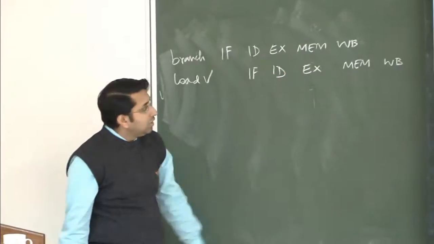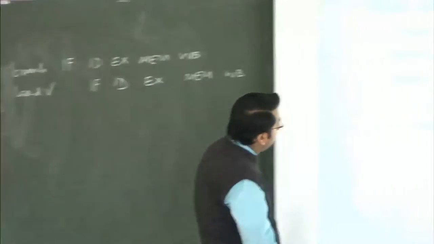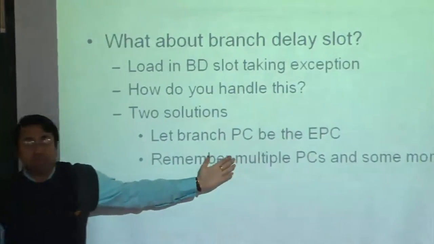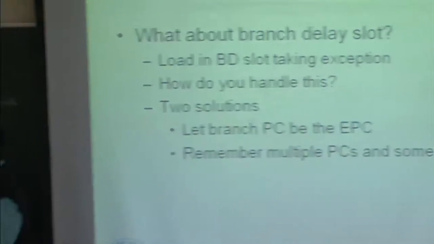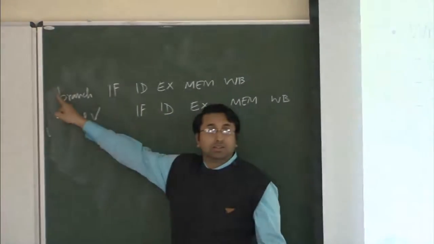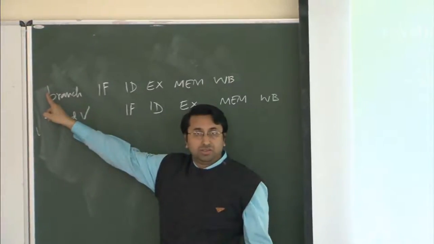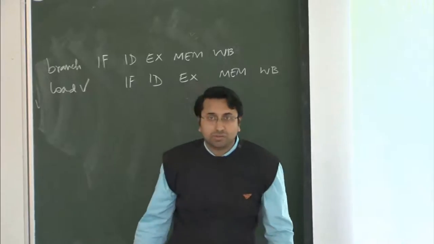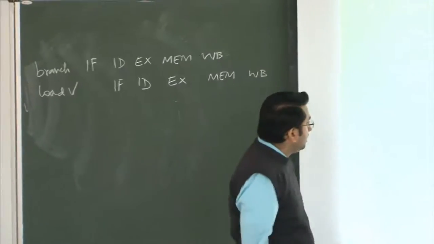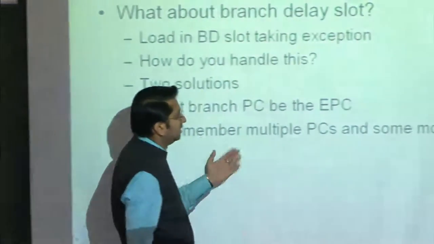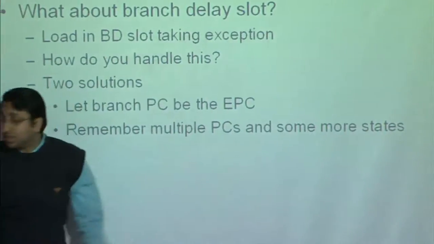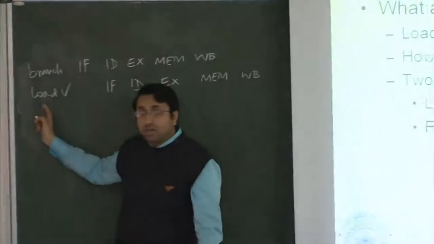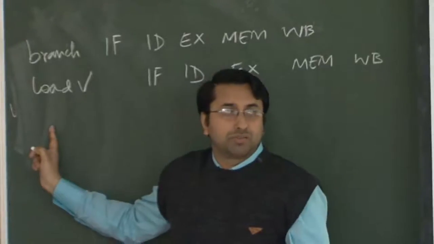So there are two solutions. Let the branch PC be the exception PC. Essentially what you do is you take the exception, but start execution from here. You re-execute the branch, then re-execute the load, and then continue. Then you don't have to remember which way the branch went. The second option is you remember multiple PCs and some more state. Essentially, you remember the load PC and also the next PC to execute after the load.